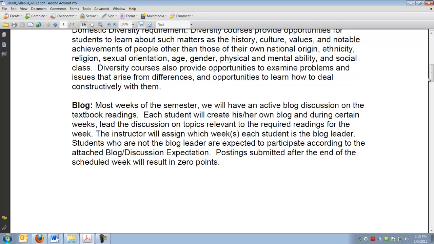In the past I've done this, and the students have really benefited from it, learning a skill that can be transferred into later items or other courses and just for life in general. So one of the requirements is for a student to create his or her own blog and be the blog leader. I will have an attachment that is called the blog discussion expectation. This lists what students who are the leader of the blog along with participants, what their requirements are or the expectations that go along with that.